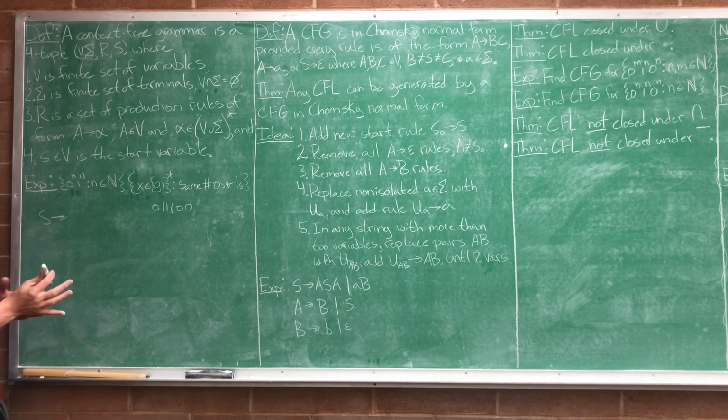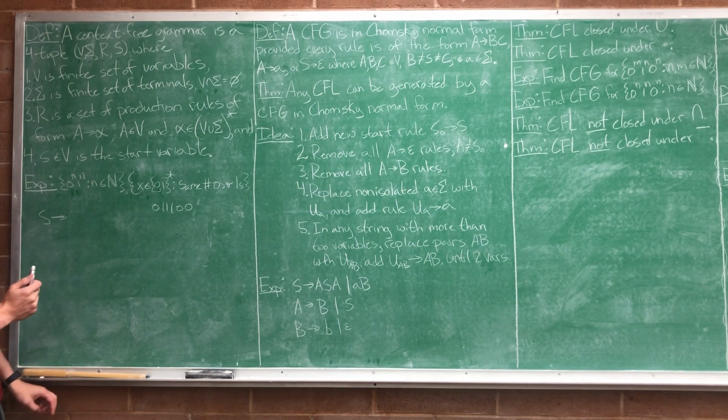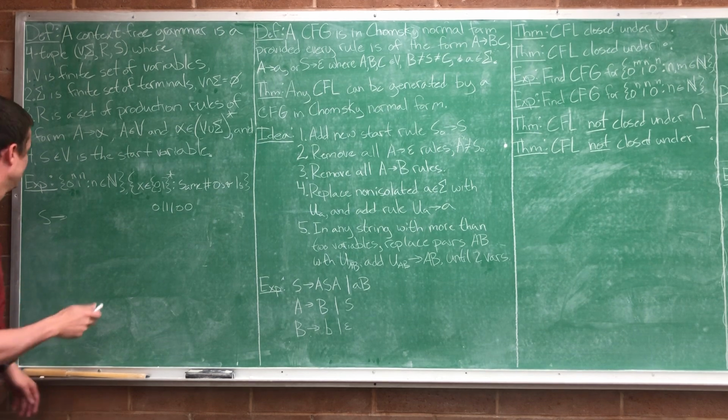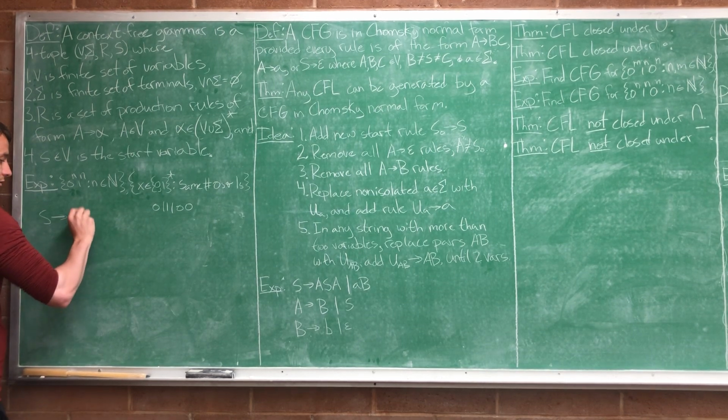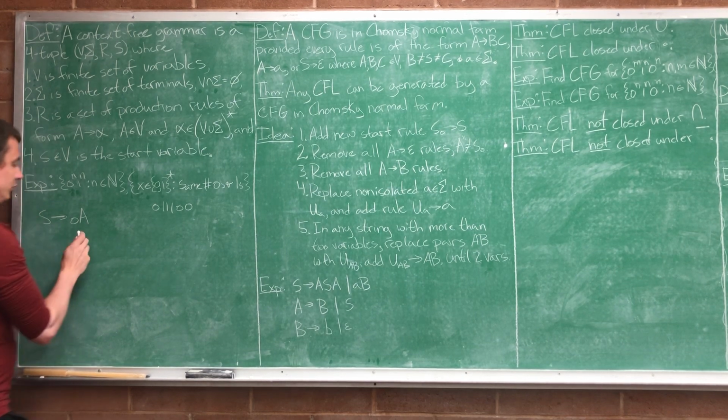Does it have to be random? Or it can be random? We need a grammar that could generate any string in that language. So maybe we'd have S go to like A0. A would have to go to a 1, so A would go to like 1S. Perfect. So you got the right idea.